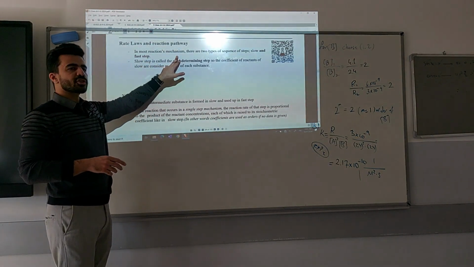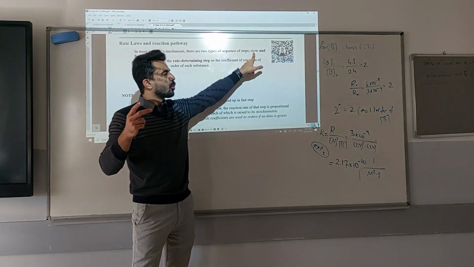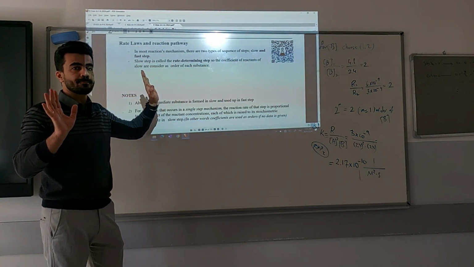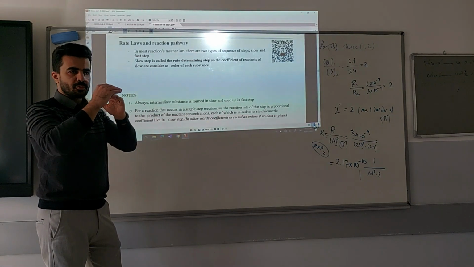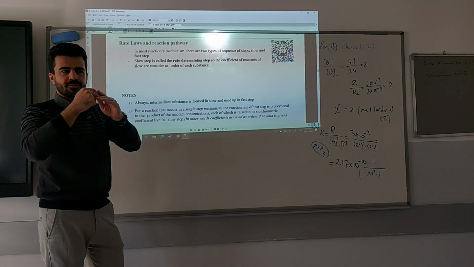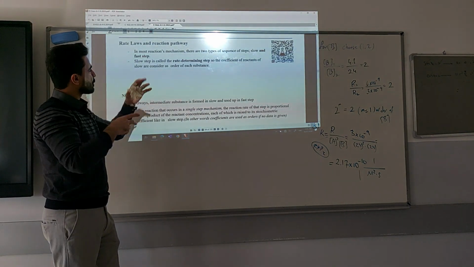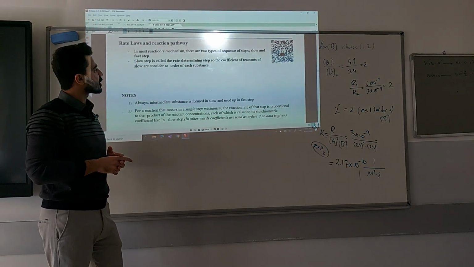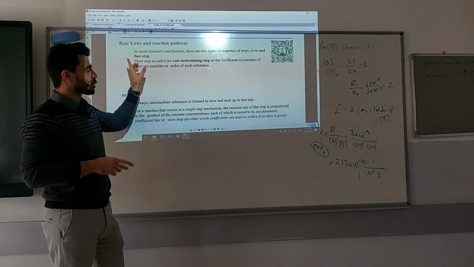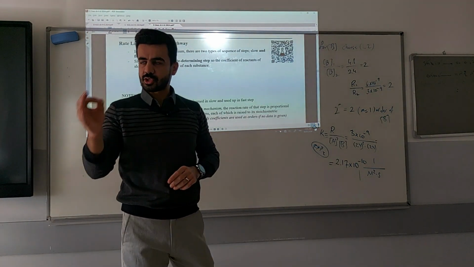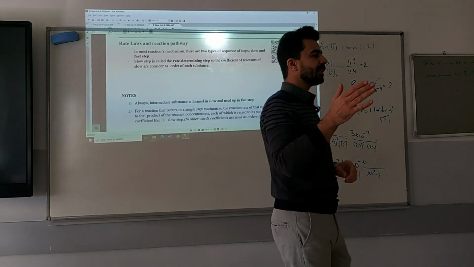Now, most reactions, when they have 2 steps, one of them is slow, the other one is fast, okay? So if you remember, at the beginning we said some of the reactions are 2 steps. One of them is slow, the other one is fast. What do you call the slow step? We call it the rate determining step. We call the slow step the rate determining step.